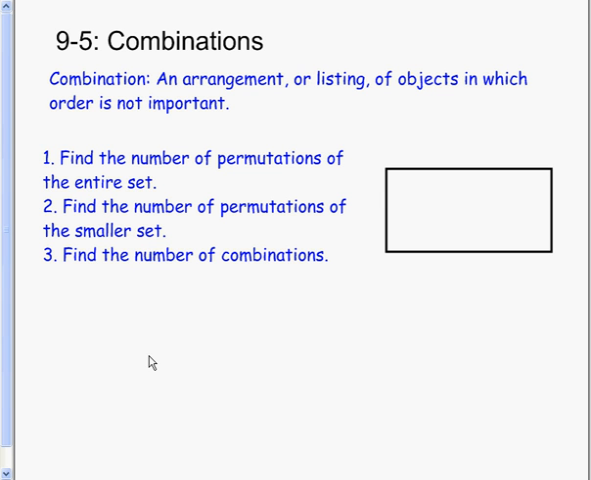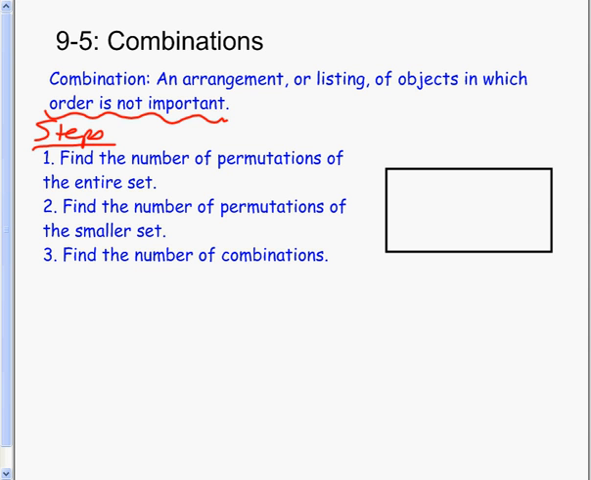Today's lesson is 9.5, titled Combinations. A combination is an arrangement or listing of objects in which order is not important. Very similar to permutation, however, order is not important is a key in this one. So there's going to be 3 steps.